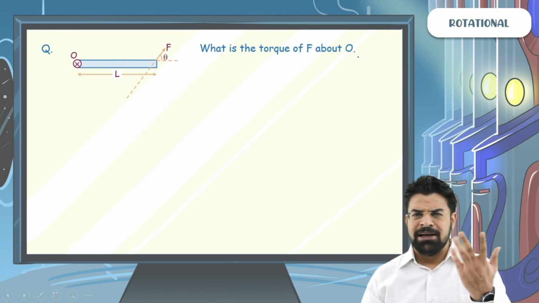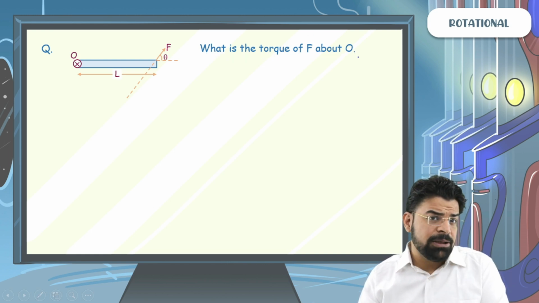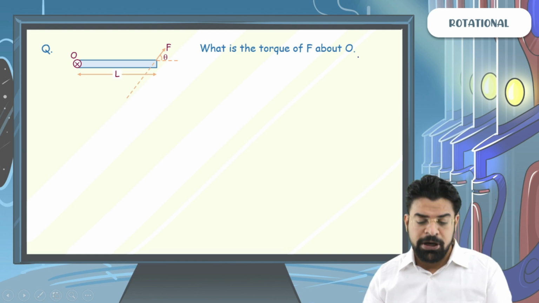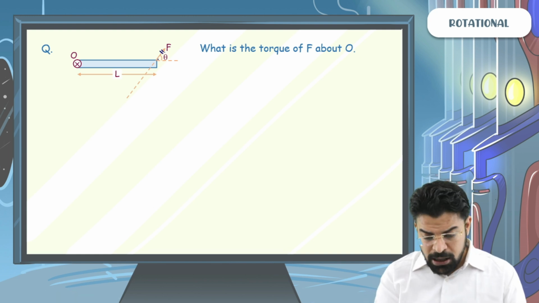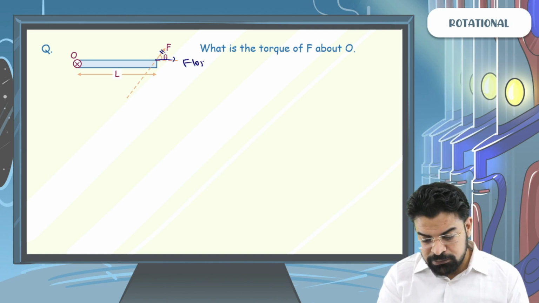You'll say, sir, I know that torque equals force times length perpendicular, or length times force perpendicular. So either you can break down this force into two components, F cos theta and F sin theta.